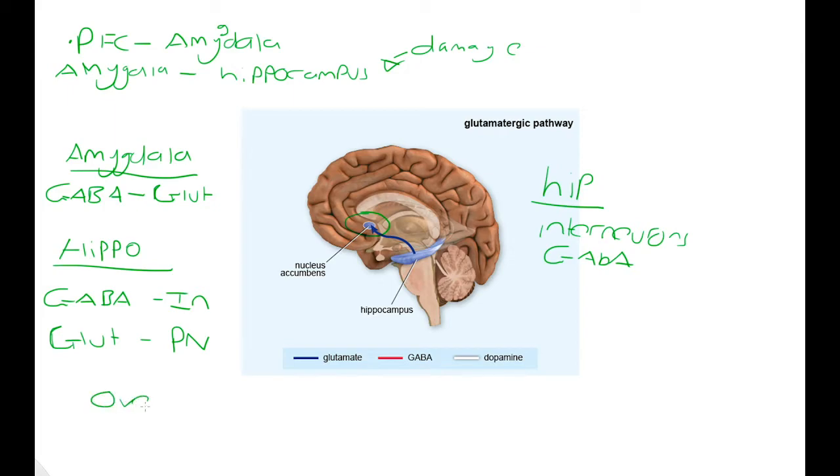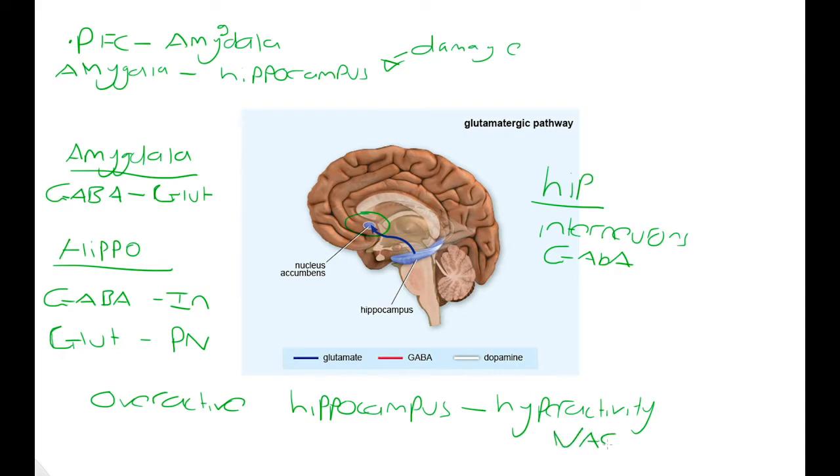that overactive hippocampus is going to lead to hyperactivity in some of these other brain areas such as the nucleus accumbens.